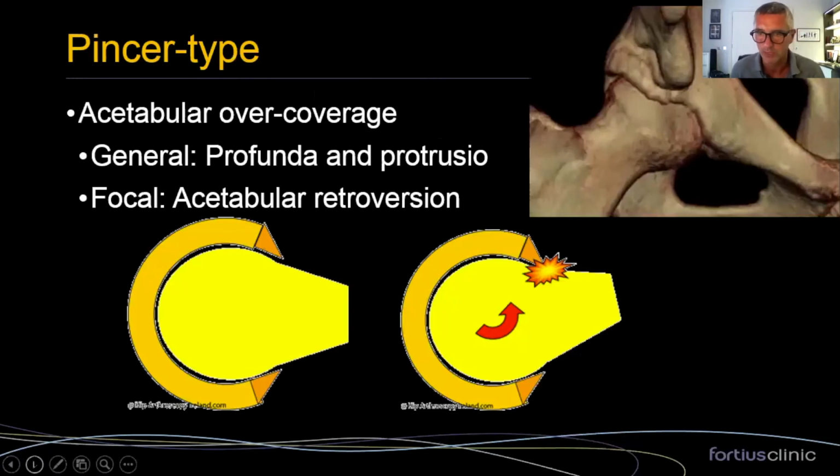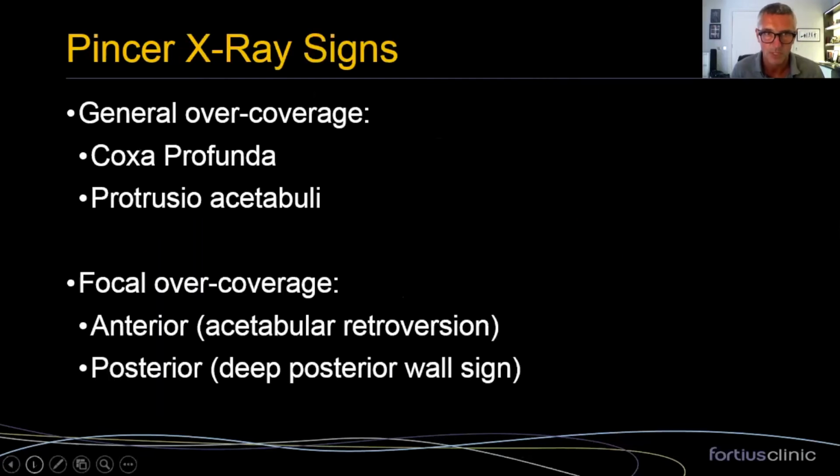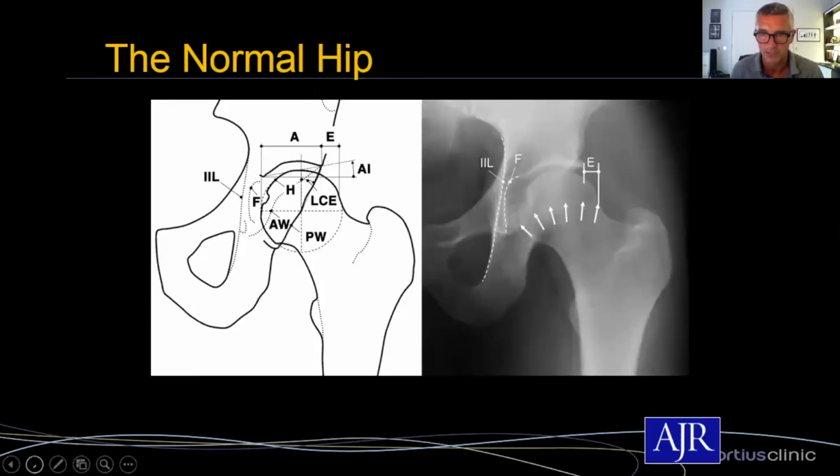So the artist formerly known as coxa profunda, which is now known as pincer type morphology, is simple overcoverage. There is the general form of profunda and protrusio, and then there's the focal form of acetabular retroversion. So the pincer X-ray signs are really interesting because I think a lot of us radiologists don't really truly appreciate them. I'm sure it's not true for you surgeons, but there's this nice paper from 2014, I think, that went through a review of the anatomy, which I think was really nice.